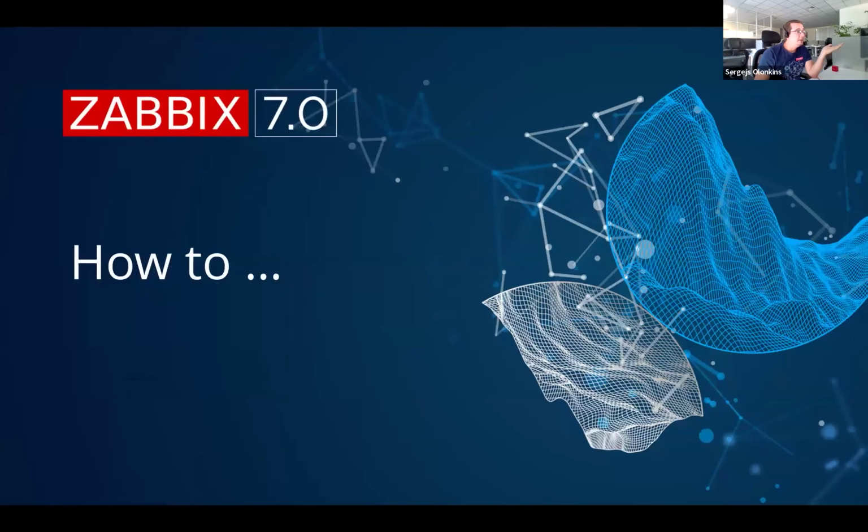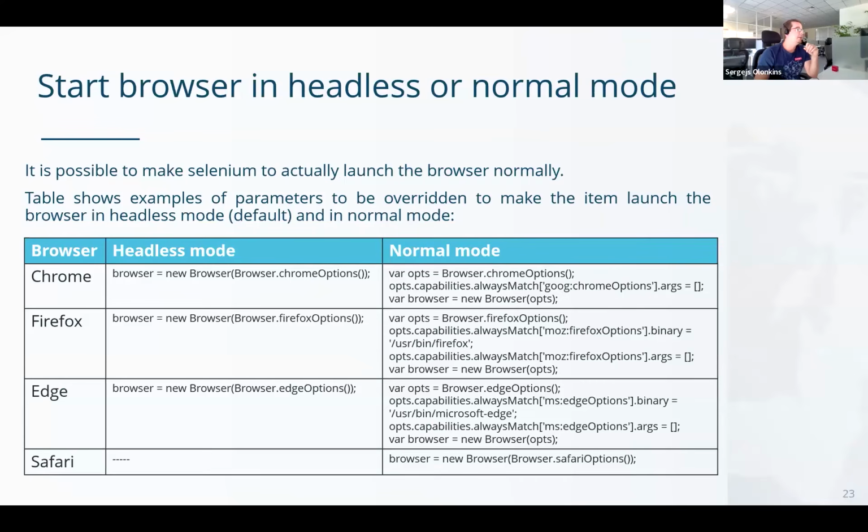Now that we know which objects the browser item operates with and what methods are available for it, we can go through a couple of short examples. But at first, I would like to talk about the options and possibilities of how you can actually open a browser. By default, for Chrome, Firefox, and Edge browsers, the browser would be opened in the so-called headless mode.